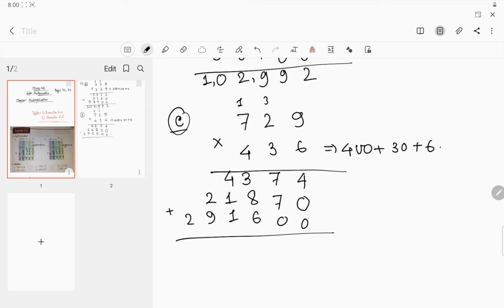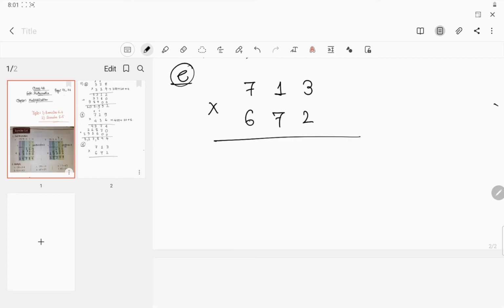Right? Now add them. 4. 7 plus 7 is 14. Carry 1. 6 plus 1 is 7. 7 plus 3 is 10. 10 plus 8 is 18, and carry 1. 1 plus 1 is 2. 2 plus 1 is 3. And 3 plus 4 is 7. 9 plus 2 is 11, and carry 1. So 2 plus 1 is 3. So the answer will be 317,844. Now I'm solving question number E.